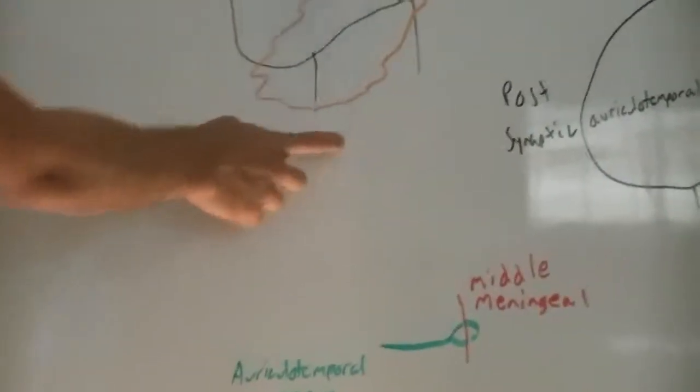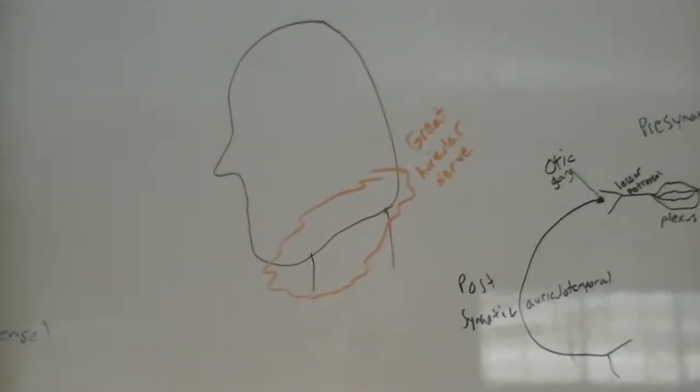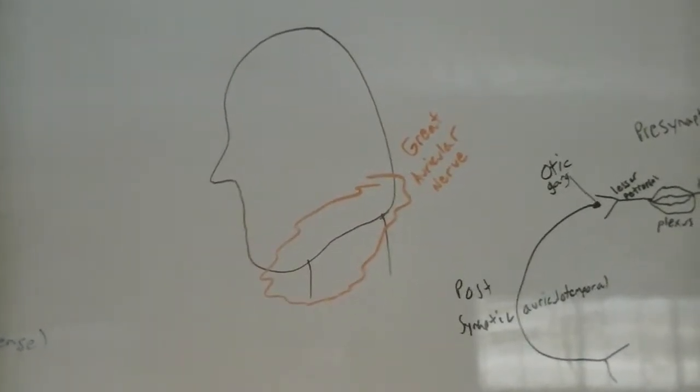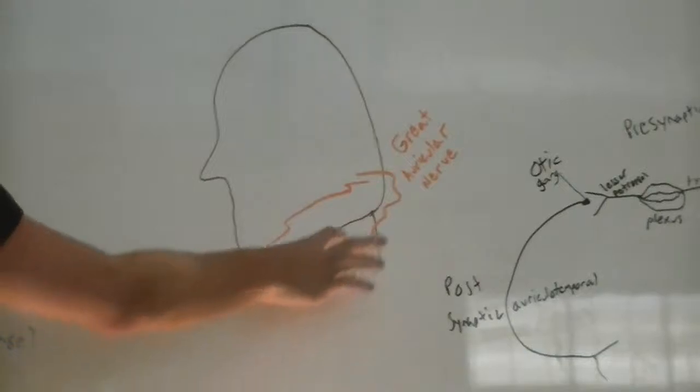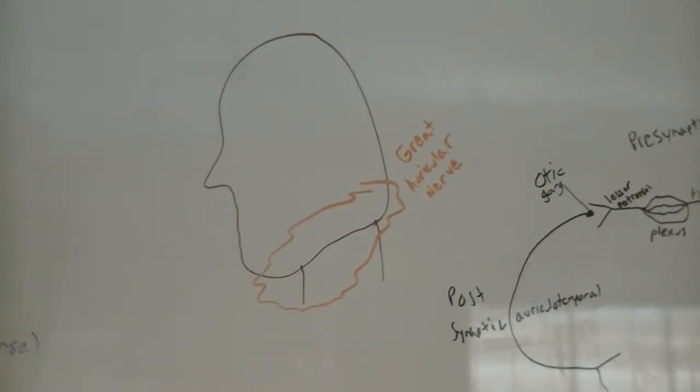This wonderful drawing right here is to express the importance that the sensory of the face is all done by the trigeminal except for one area. That's going to be this area right here across the mandible and the parotid gland, and that's going to be coming from the great auricular nerve.